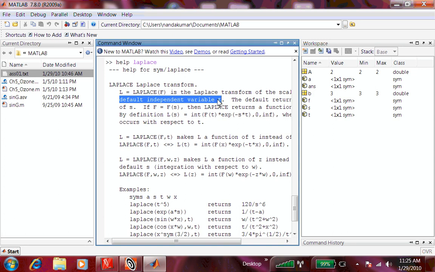So you can change those symbols to other symbols for the original variable and the transformed variable. And if you don't want to worry about it, just deal with t and s. You'll always be okay with MATLAB.